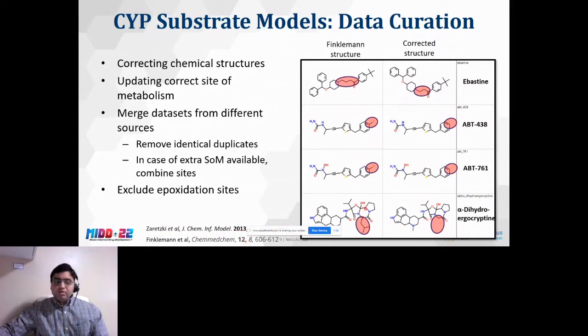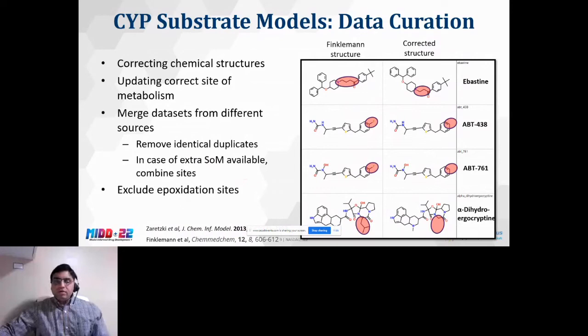When we started looking at this data, we found that there were a lot of errors in the structures as well. For example, we can see that the sec-butyl group is missing, or there are differences such as the addition or removal of halide groups. So these structural corrections were necessary before we started building the models. We also made sure that when we compiled the data from various sources, we removed identical duplicates. If one data set reports some extra sites of metabolism, we had to merge the data sets.